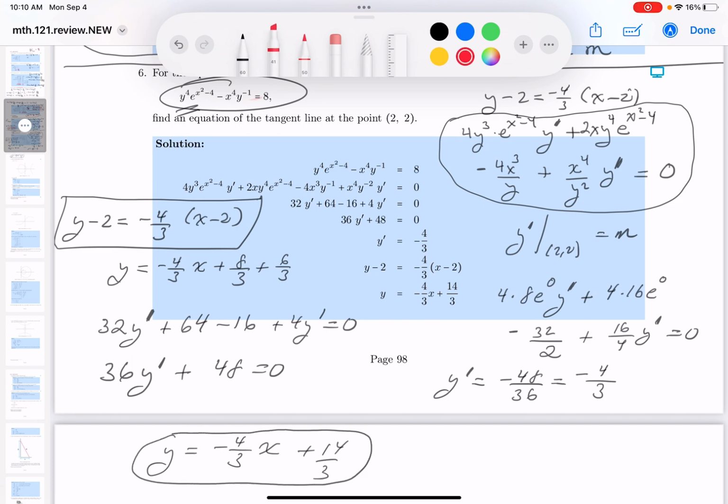Let's get the red pen out, see how we did. Was I able to get this over here? Y minus 2 equals minus 4/3, x minus 2. Was I able to get this? Yep. Y equals minus 4/3 of an x plus 14 thirds. We're good to go to the next question.